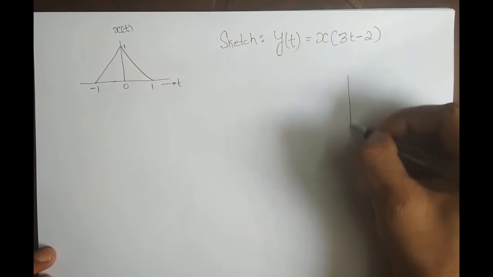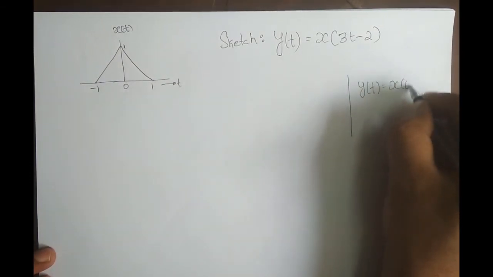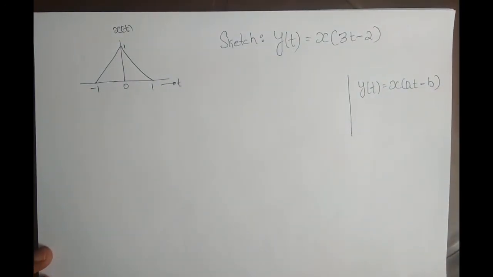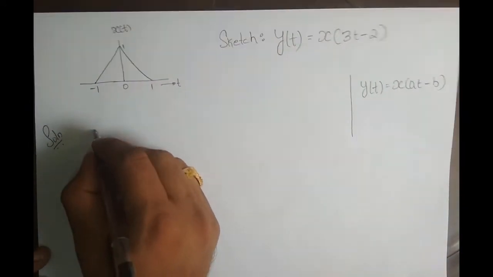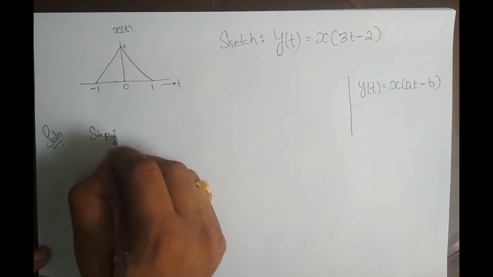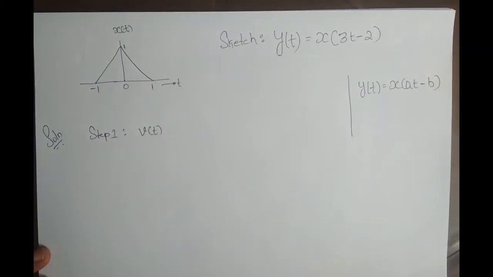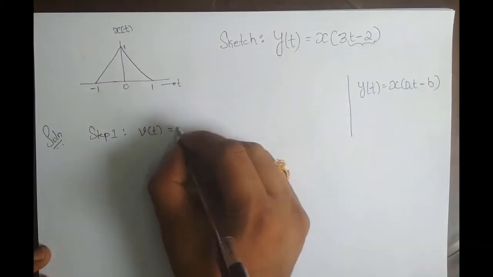So the solution for this: y of t is of the form x of at minus b, right? Now this involves the precedence rule. Whenever this involves the precedence rule, step 1 is to plot an intermediate signal v of t, which involves only the shifting operation. So it is x of t minus 2.